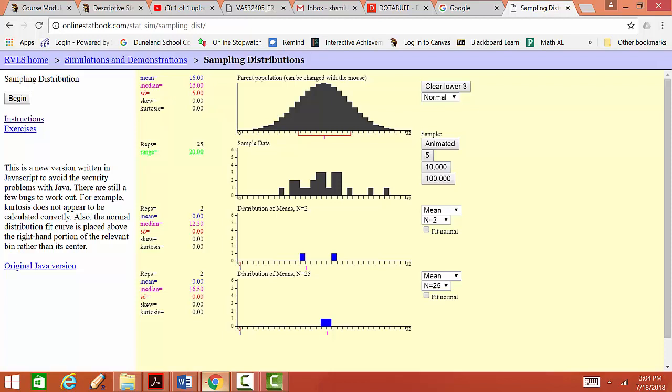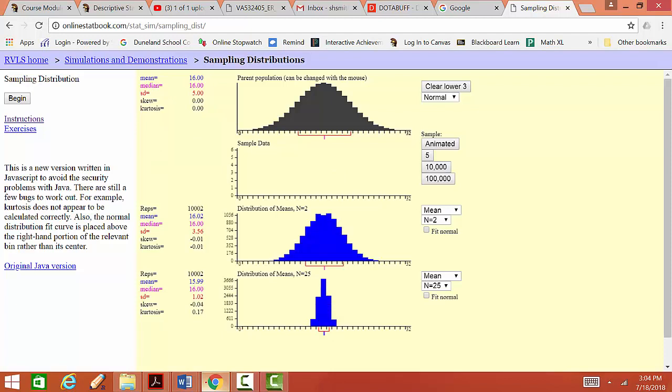And we have the second one. So we can do this over and over and over again. And let's do it 10,000 times. I just hit the 10,000 button. And notice that my original population is very spread out. My sampling distribution of means with n equals 2 is actually a little bit closer together, and when I have n equals 25, it's very close together. And that's because my standard deviation decreased as my sample size increased, and we still maintained a normal distribution.